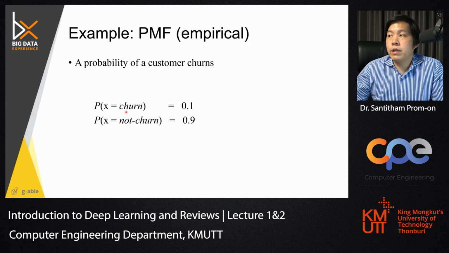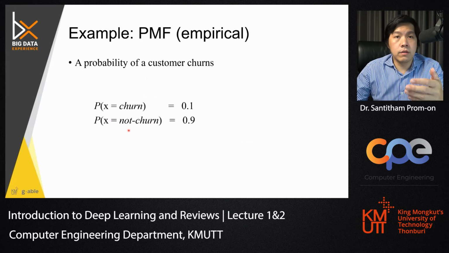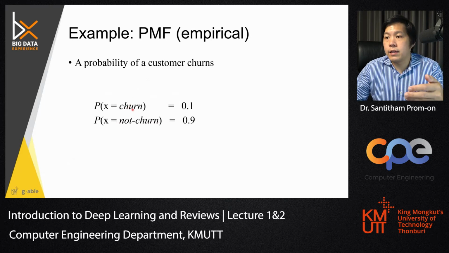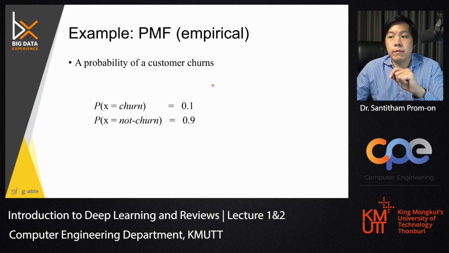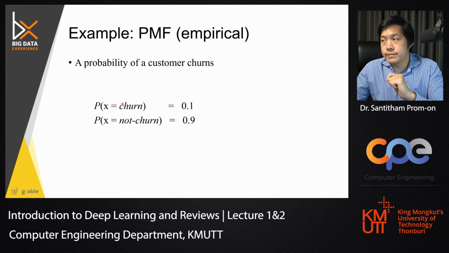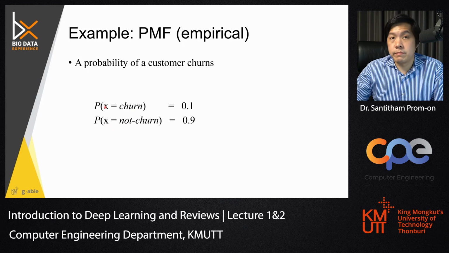For example, if we are considering the event of X equal customer churning, leaving the company, and not churning, right? Then the PMF of this distribution would be P(churn) equal 0.1, for example, and P(not churn) equal 0.9. This is called the probability distribution that it takes on the certain event.